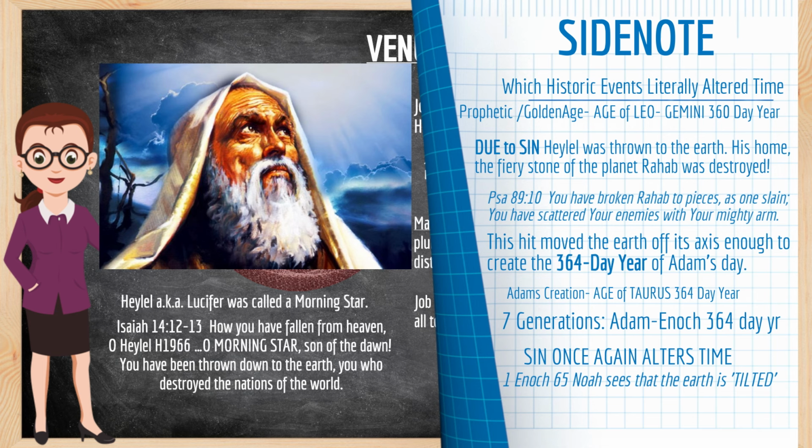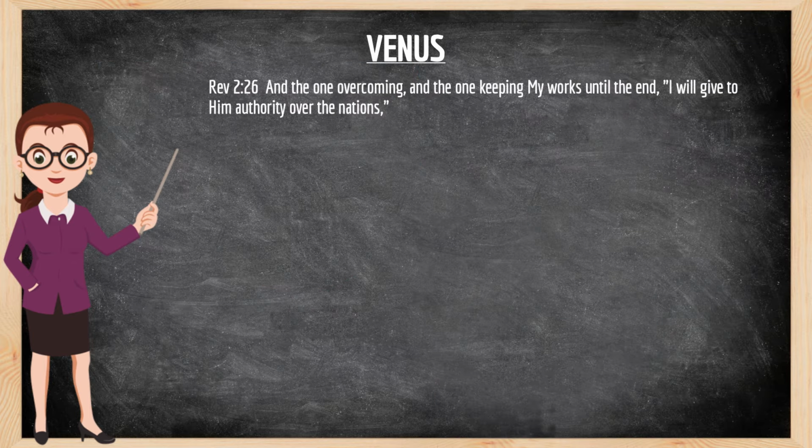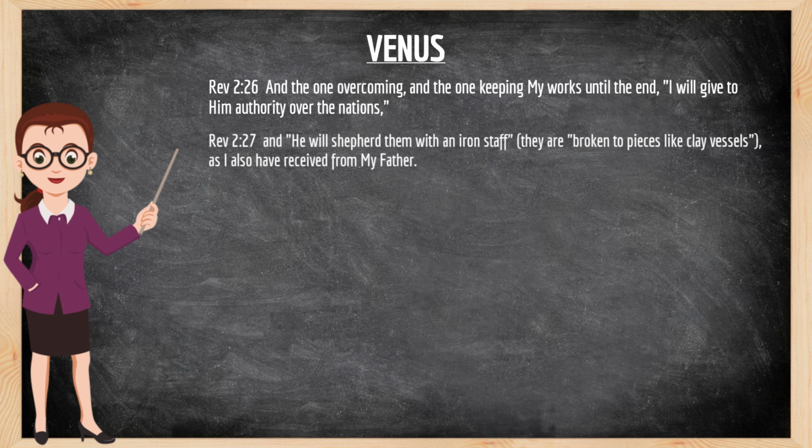And he was scared. This tilt at the time of the flood brought the earth to the position we know today of 23.5 plus or minus degrees off its axis. This added 1.25 more days to the year beyond that of the time of Adam's creation, increasing the solar cycle to 365.24 days. Revelation 2:26. "And the one overcoming, and the one keeping my works until the end, I will give to him the authority over the nations, and he will shepherd them with an iron staff.